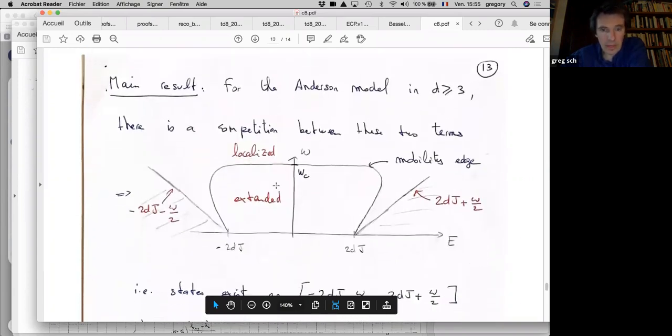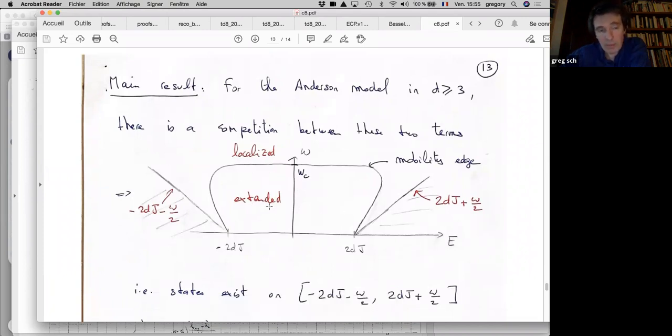In that region, in this extended part here, that means that if you take large matrices, and there are theorems for that, the local statistics is exactly the one that you would find for the GOE ensemble. That means that you would find a sine kernel, for instance, that is well known in random matrices. On the other hand, if you look at the localized states, there the statistics is very different.